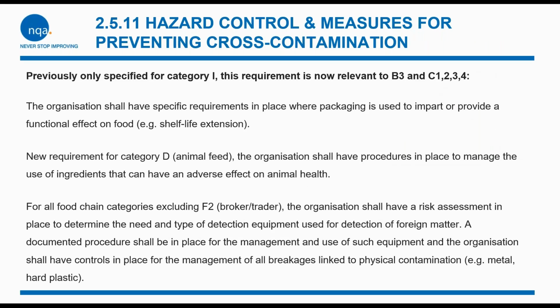Requirement 2511, hazard control and measures for preventing cross-contamination. Previously, this requirement was only specified for category I, packaging. This requirement is now relevant to B3 and the food primary processing categories C1, 2, 3 and 4. The organisation shall have specific requirements in place where packaging is used to impart or provide a functional effect on food, for example, shelf life extension.